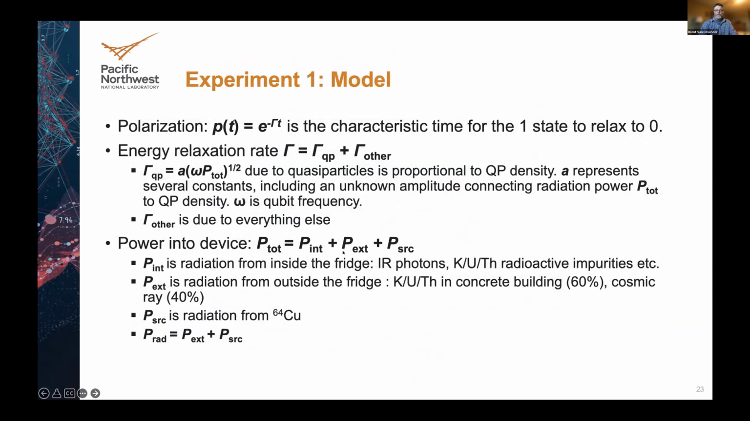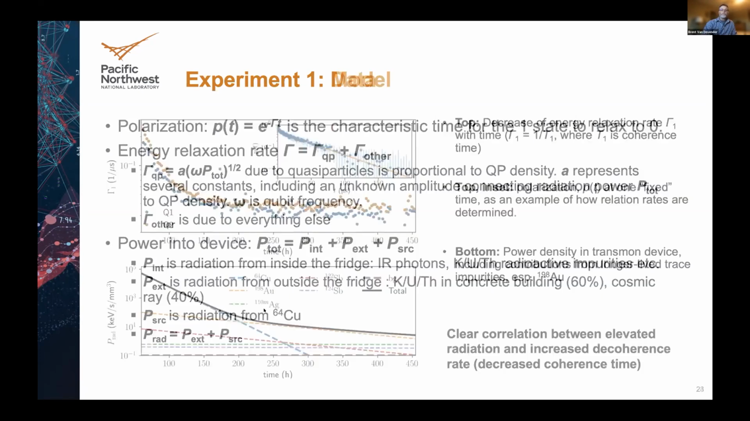The power has a few contributions. This is the total radiation power. P internal is stuff inside the fridge. We didn't include it in our simulations, but there might really be potassium, uranium, thorium in the stuff in the fridge. External is the radiation from cosmic rays and the contaminants, mostly in the concrete in the building. And then P sub source is what we are adding from the copper 64 source. The two radiation parts are the external and the source.